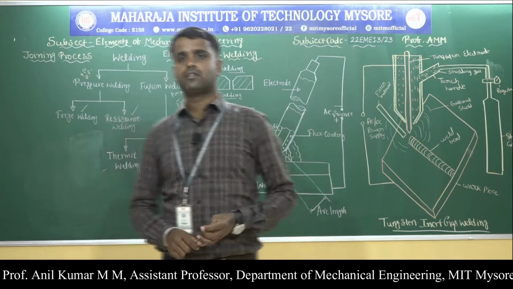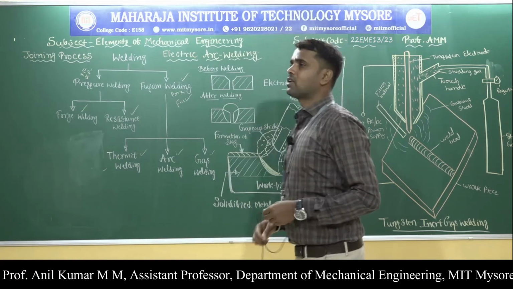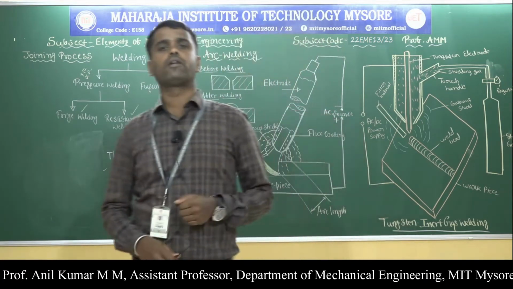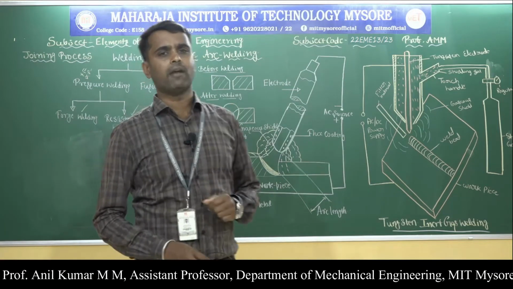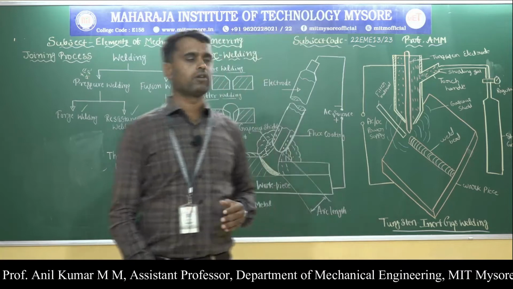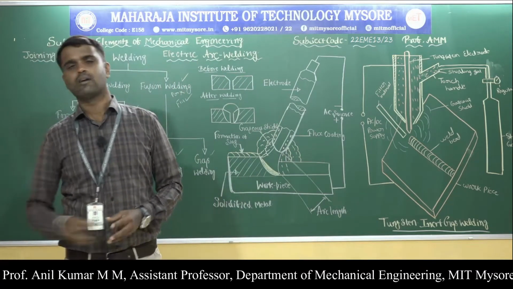Next we will move on to the types of welding. The first one is electric arc welding. Before getting to know about arc welding, let us first know what parameters are used in the welding process. Some of the parameters used in the welding process are, first, the base metal.